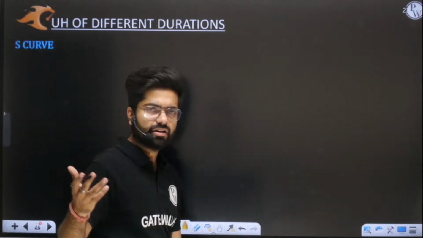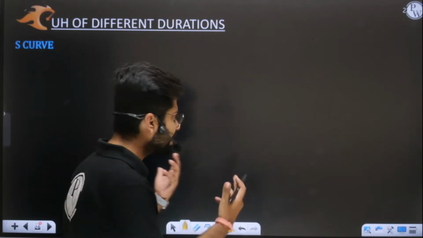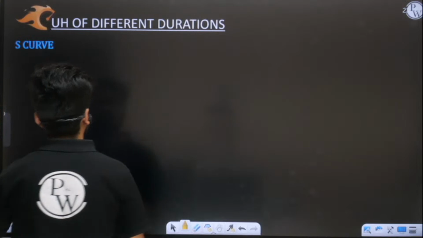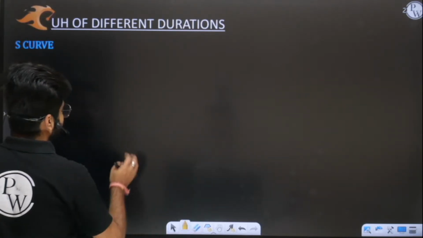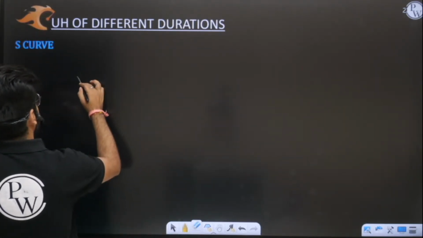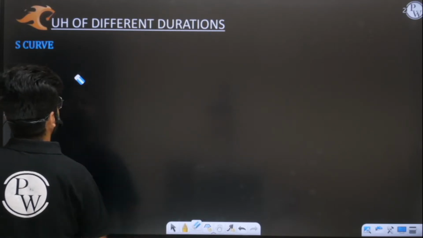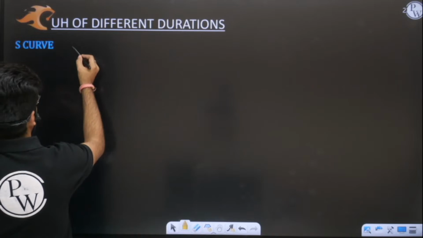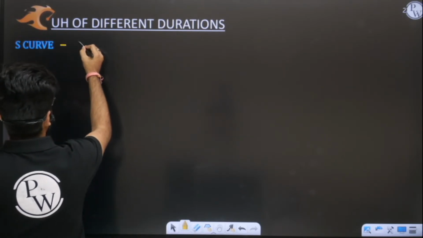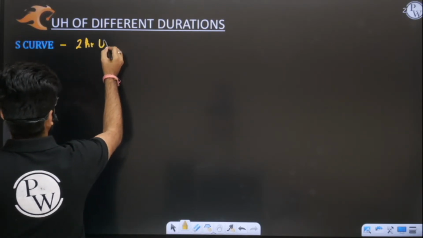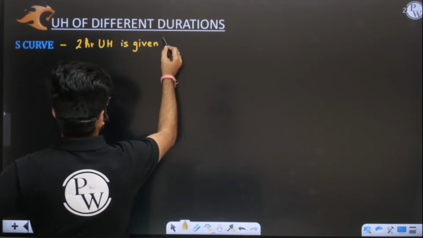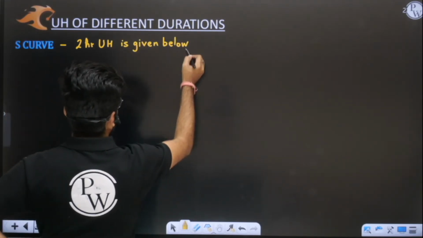Let us take a 2 hour unit hydrograph. We can take any duration unit hydrograph here, no problem. So I will take a 2 hour unit hydrograph. Let us say the 2 hour unit hydrograph is given below.